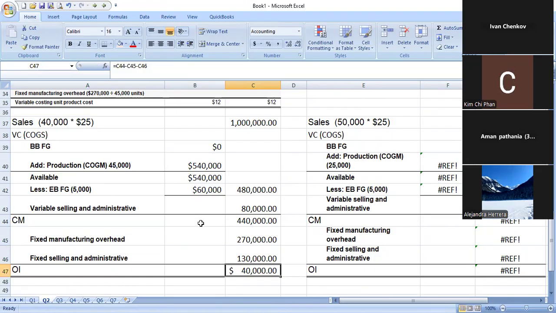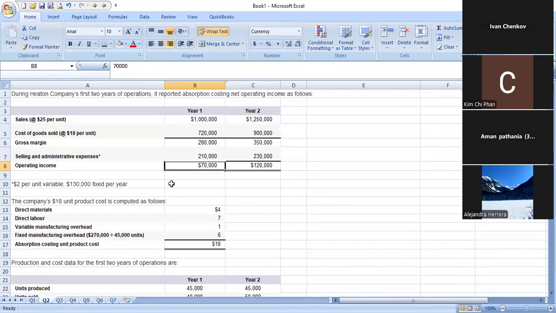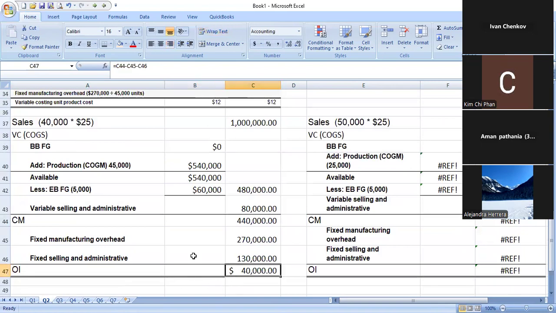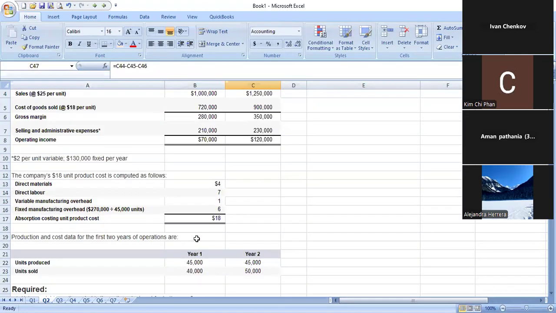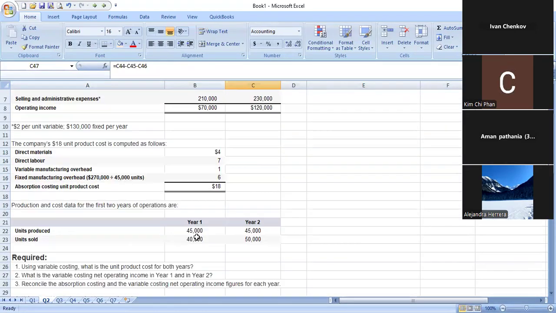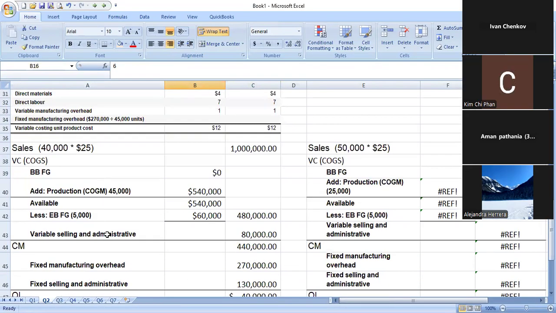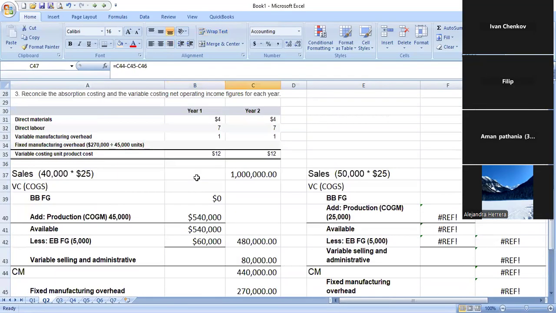with our income. So what we can check is where is the operating income of the absorption? It's 70,000. Where is it under the variable? 40,000. What's the difference? $30,000. Does that make sense? Well, the fixed overhead is $6. Ending balance is 5,000 units. 6 times 5, does it give us the difference? Yes. Okay.